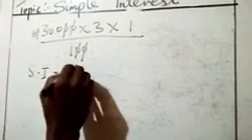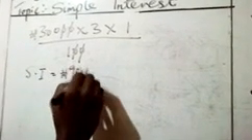We are left with 300, 3, and 1. 1 times 3 will give us 3. 3 times 300, our simple interest equals 900 naira.